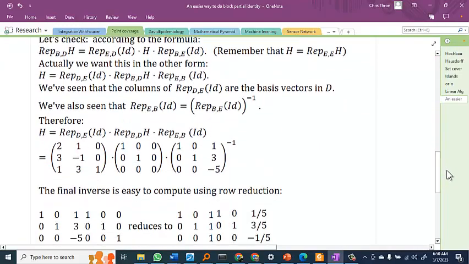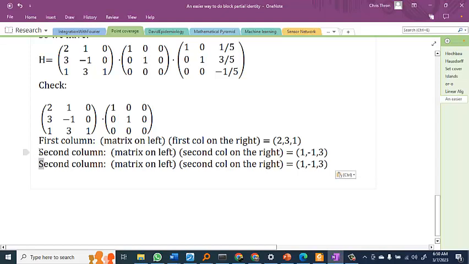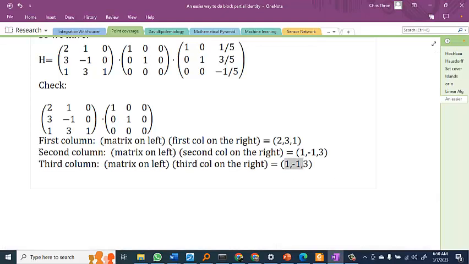The third column is the third column here times this matrix, and that just gives me 0. So the third column is the matrix on the left times the third column on the right, and that's equal to 0, 0, 0. Okay, so I'm all set except for my third column. So what do I have?